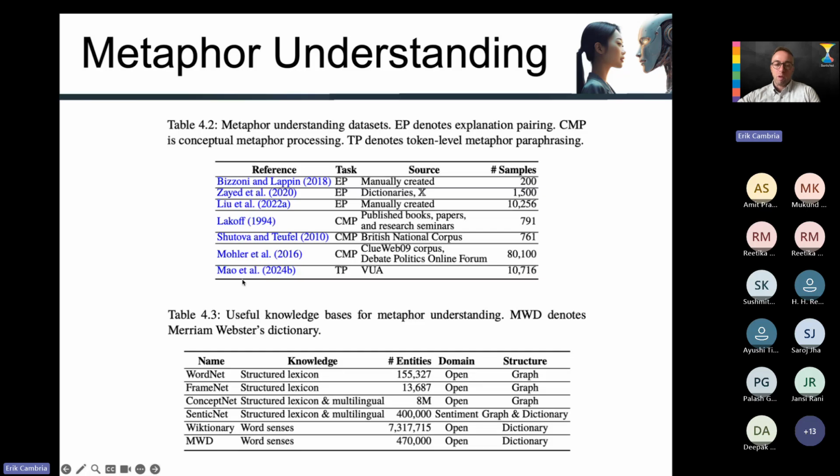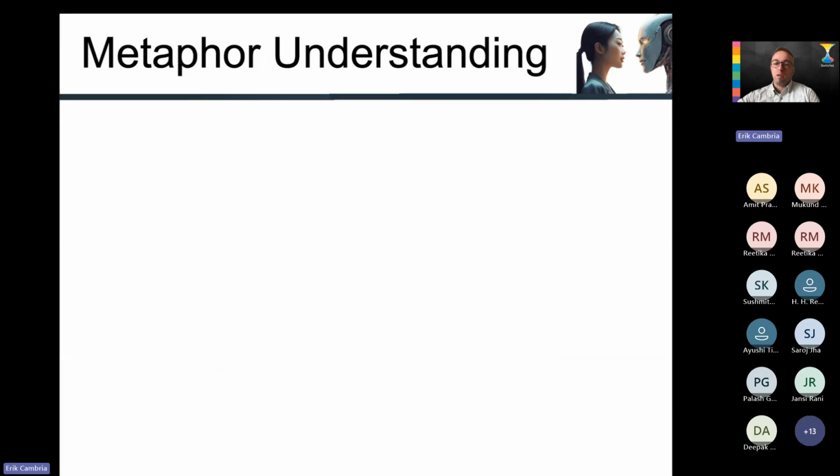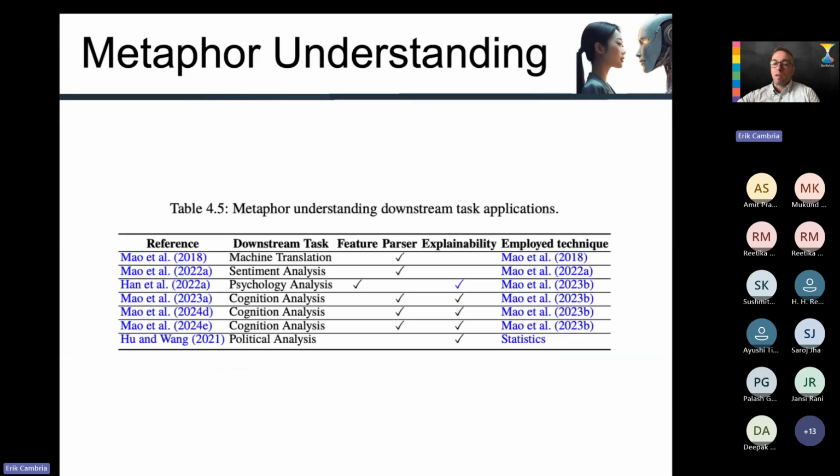Ray Mao is one of my people in my group who's recently been focusing on using neurosymbolic AI for metaphor detection and understanding. And here, once again, you have more details in the book on where you can find available datasets and different algorithms for metaphor understanding, which can be useful in so many downstream tasks, including cognition analysis, where we have a lot of papers recently, but also sentiment analysis.